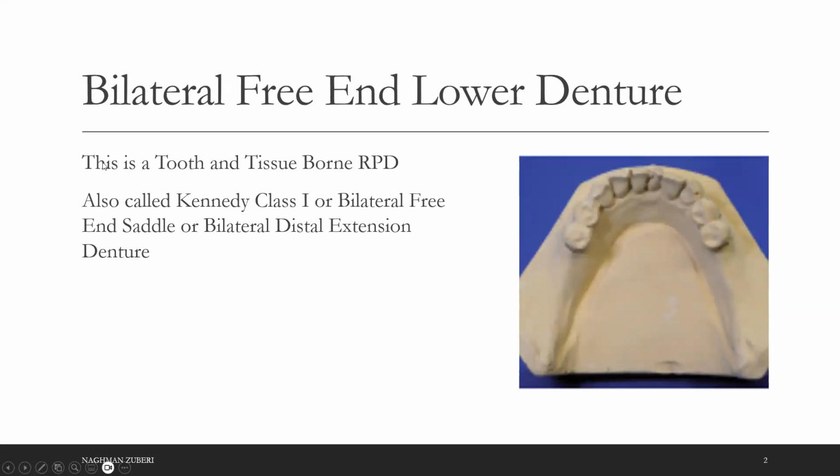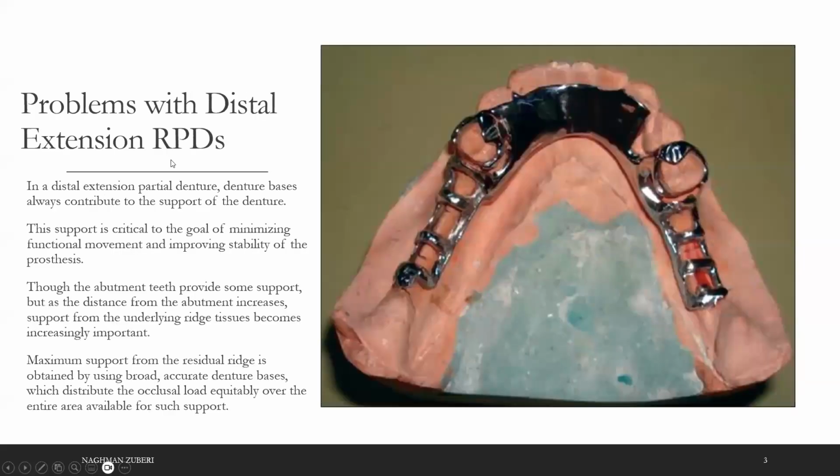This is also known as Kennedy class 1 or bilateral free end saddle or bilateral distal extension denture. Distal extension. This is a tooth-borne as well as a tissue-borne RPD. The problems with these distal extension RPDs. In a distal extension partial denture, bases always contribute to the support of the denture.